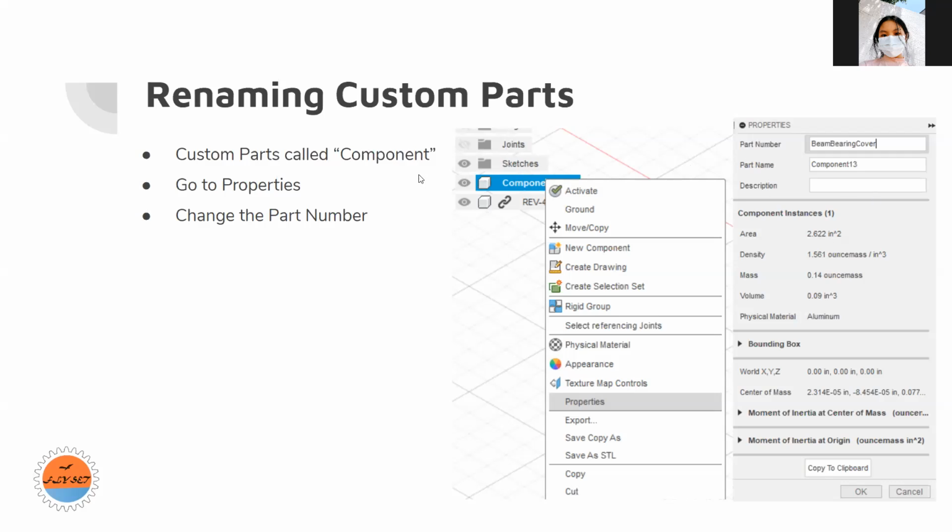So to change that, you would go into the assembly or the model file you have, right-click on the parts called component, go to properties, and change the part number. Now, usually you would change the part name, but changing the part name only changes that in the actual file. But when you create a bill of materials in Fusion 360, if you change the part name, it won't show up on the bill of materials. So you would actually have to change the part number instead.